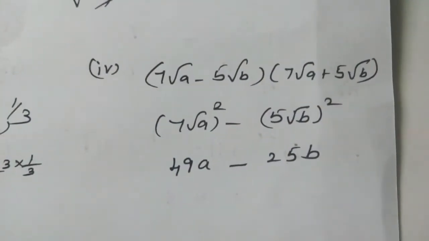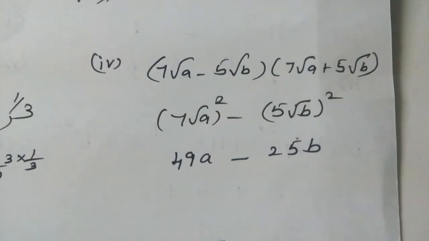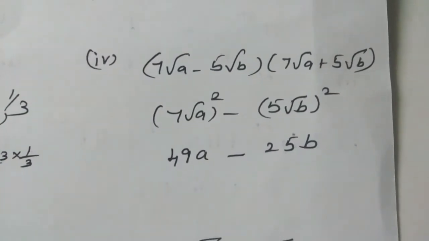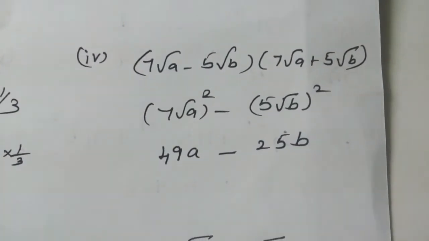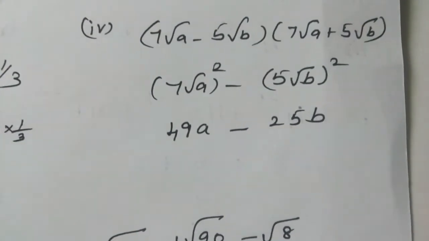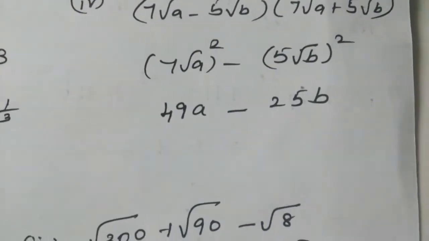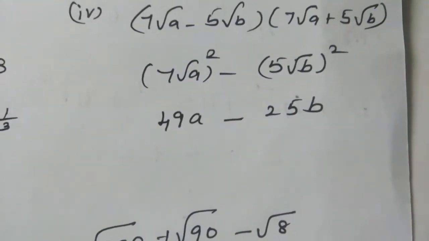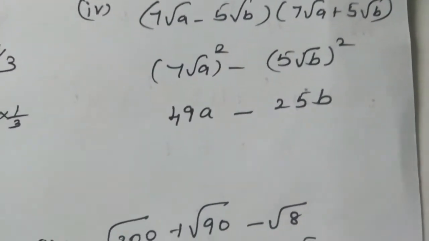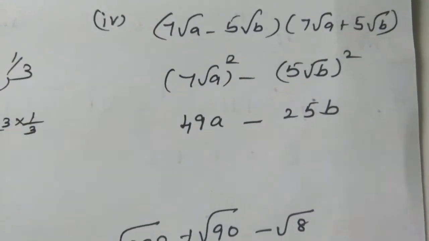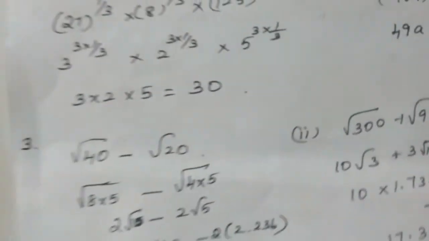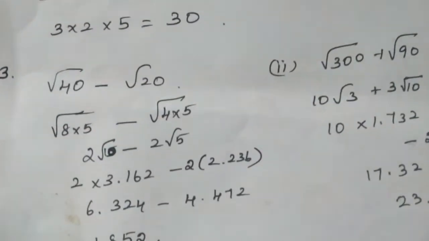Fourth question is 7 root a minus 5 root b into 7 root a plus 5 root b. This is of the form a minus b into a plus b. So a squared minus b squared. So we can write 49a, because square root of a, the whole square, is nothing but a. So 49a minus 25b.